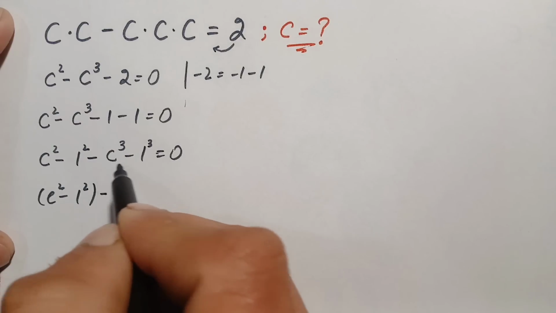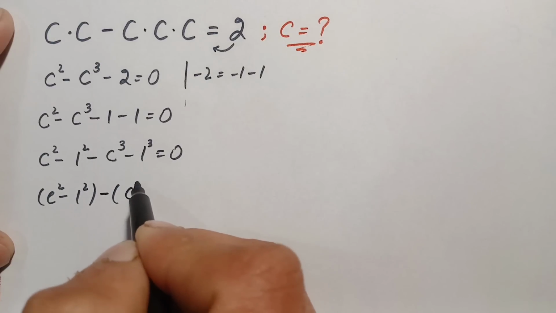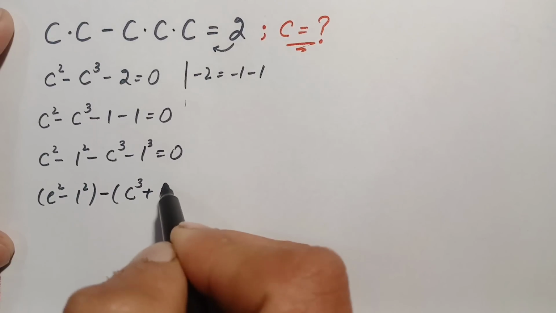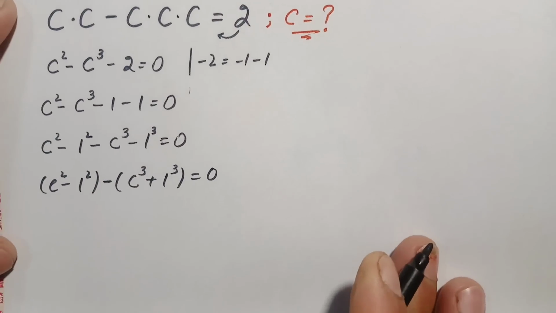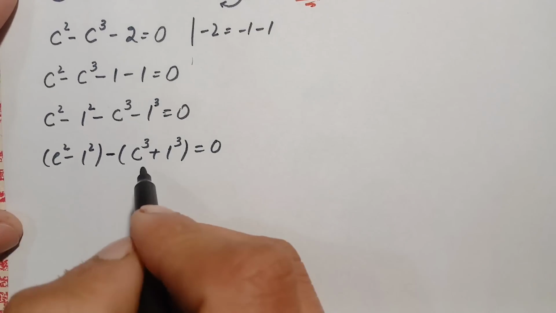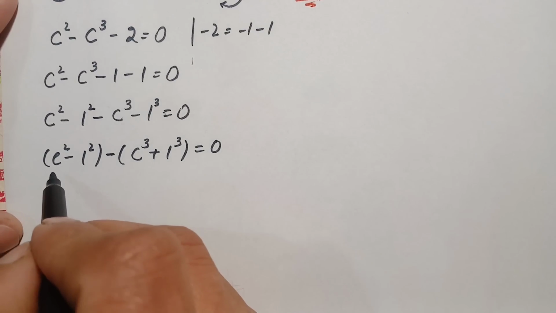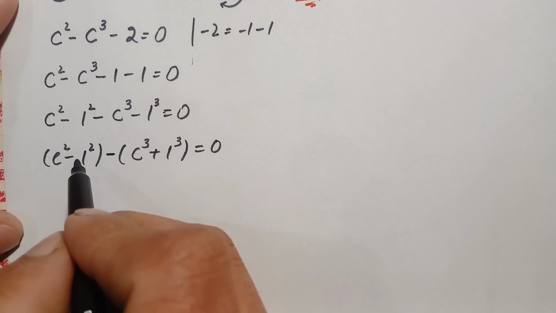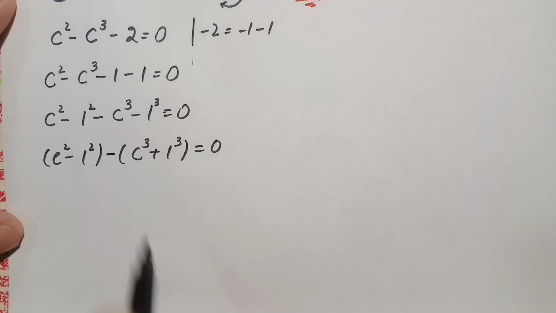Now here we will take negative sign common from these two terms. So this will become c cube plus 1 cube is equal to 0. Now here in these two terms we will use two different algebraic identities. Here in the first one we will use a square minus b square algebraic identity, and here we will use a cube plus b cube algebraic identity. So here we will use these two identities.